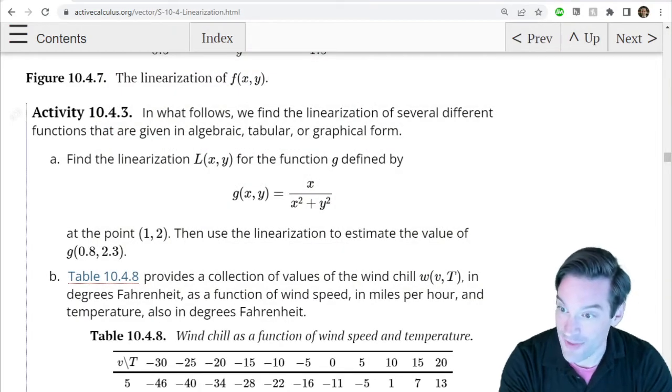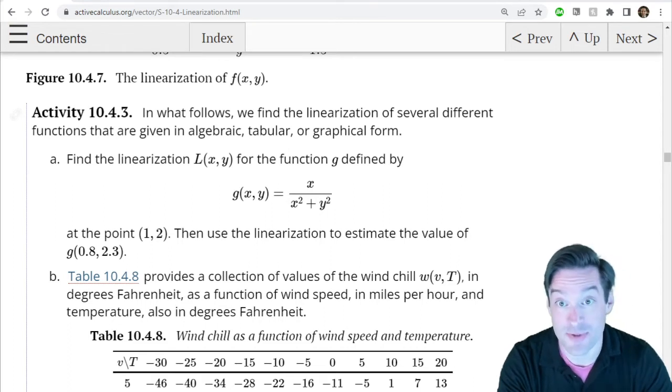But let me hand the floor back to you with your team to work on just part A of activity 10.4.3 to estimate the value of this function at (0.8, 2.3) by using a linearization of it at the point (1, 2).